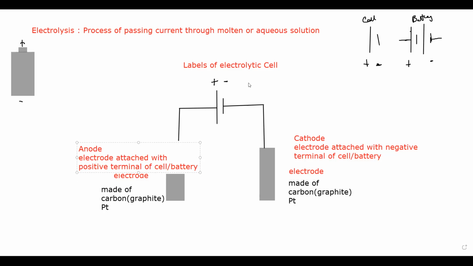Here the plates can be normal plates, but in an electrolytic cell, what materials are these plates made of? It is either carbon or platinum. If they ask you to name a material used to make the electrodes from a non-metal, that will be carbon, and for a metal it is platinum.